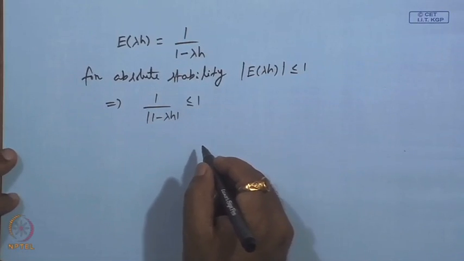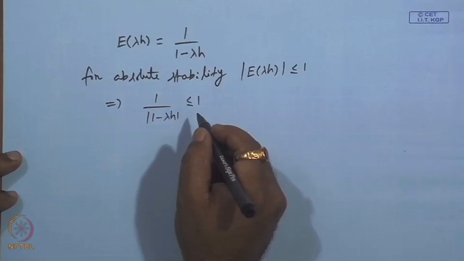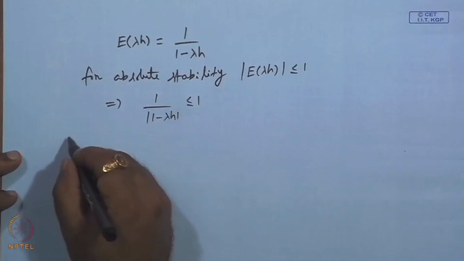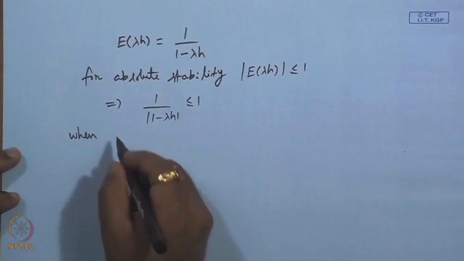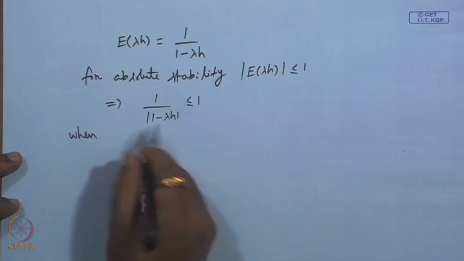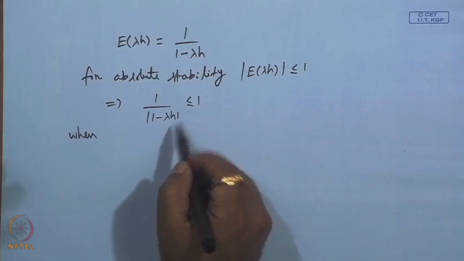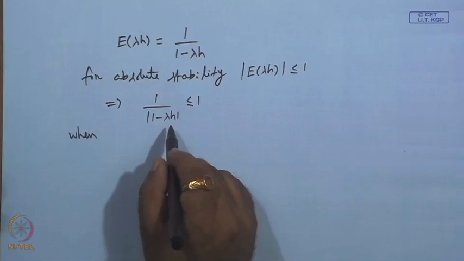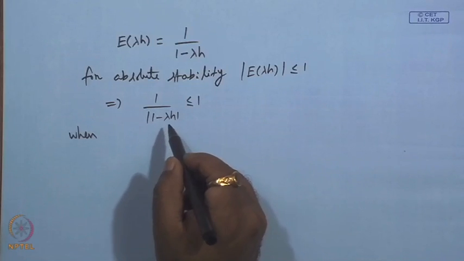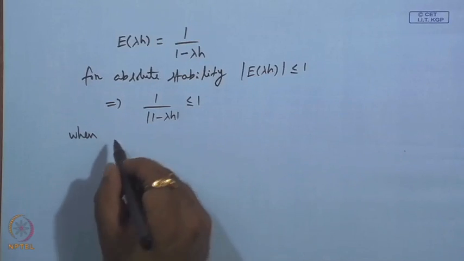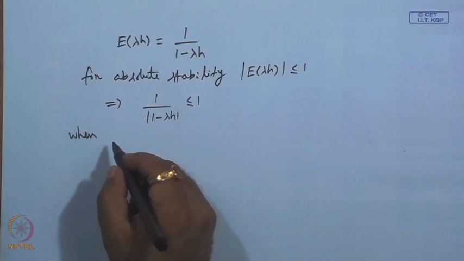So, we need this, okay. So this condition, we have to come up with a range. Before we arrive at the range, we can argue what happens when lambda is positive, what happens when lambda is negative, and things like that.